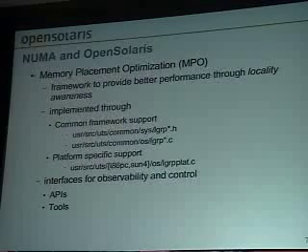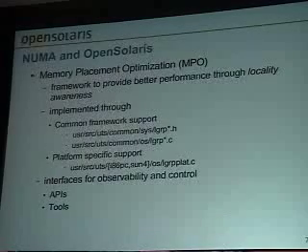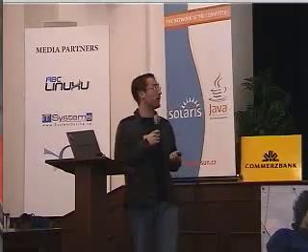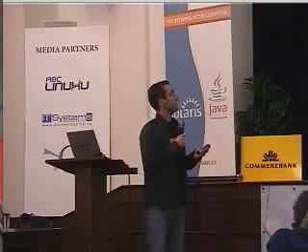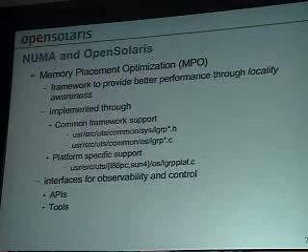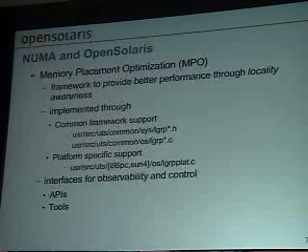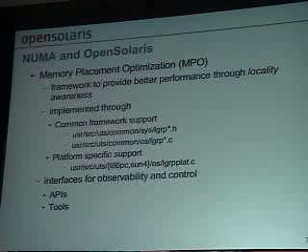So you obviously need some support in the software layer for this hardware. I mean, you could do it transparently, but you wouldn't take advantage of the full potential of the system. And Solaris and OpenSolaris take advantage of NUMA characteristics with MPO, which is the memory placement optimization, which is a framework to provide better performance through locality awareness, a concept that I'm going to explain in a couple of slides.